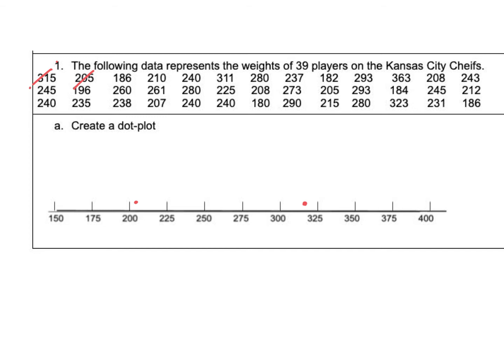So if you notice right here, I'm going to pick a different color. I have a 240, a 240, a 240, a 240, and I think that's it. So there's 4 of them. Would you agree? You don't see any more? Okay. So I'm going to go to where 240 would be, and I'm going to do 1, 2, 3, 4 dots on top of each other, and then cross those off.